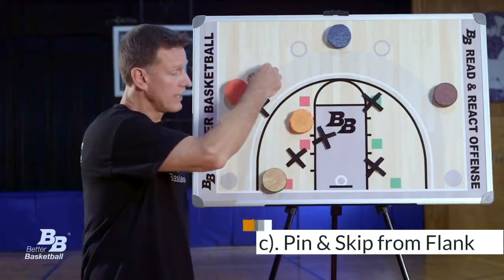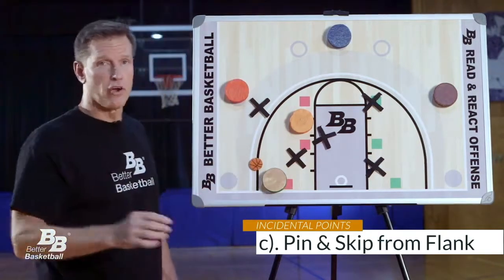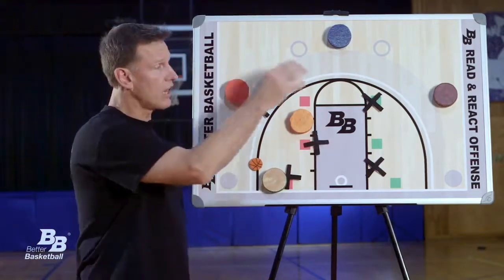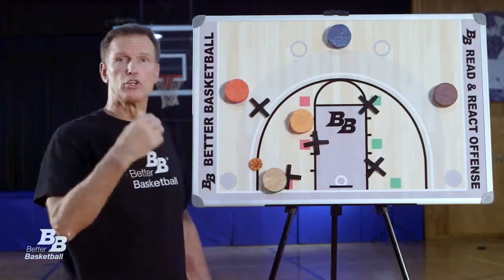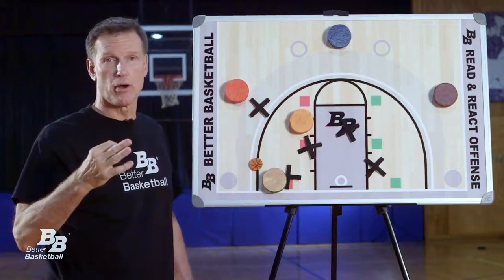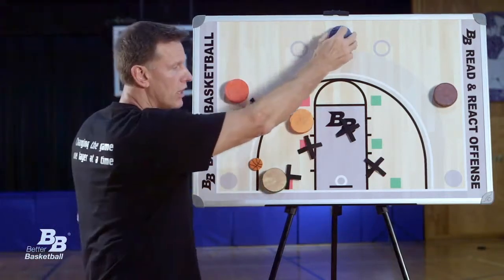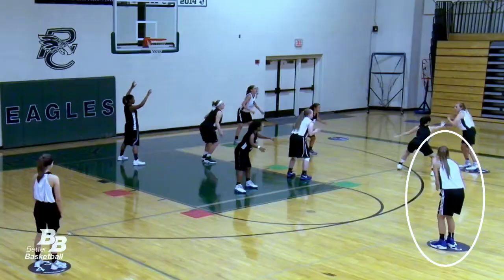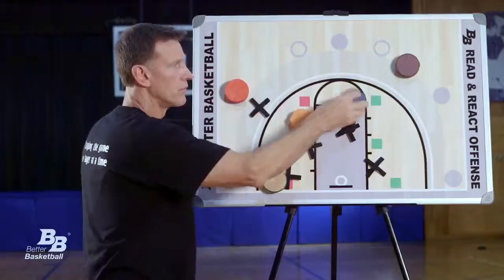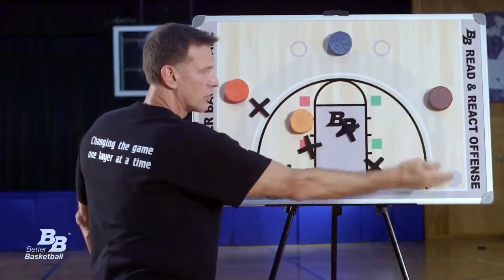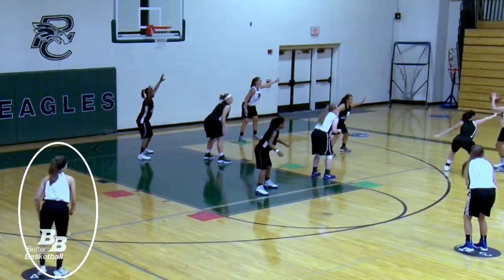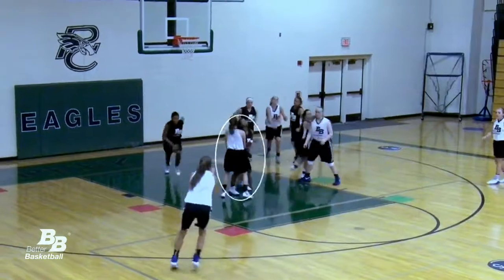When the flank catches the ball, there's another option in place of the corner drift. The top weak side defender usually sinks into the lane. This creates a pin and skip opportunity. Either the top pins for the wing and we skip, or the wing, instead of going to the corner drift, perhaps because this player has it covered, sets the pin for the top.